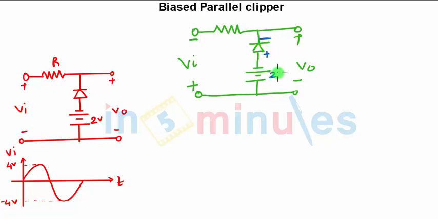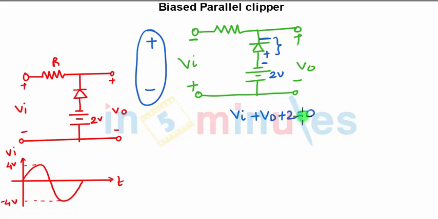And what is this supply doing? This supply is reverse biasing the diode. So what will be the voltage across the diode when you apply KVL? What I am considering is, while applying KVL, I consider this sign, and while substituting, I will substitute the negative value. To avoid confusion, I will use the same convention. So VI plus VD plus 2 equals 0. So VD will be minus 2 minus VI.